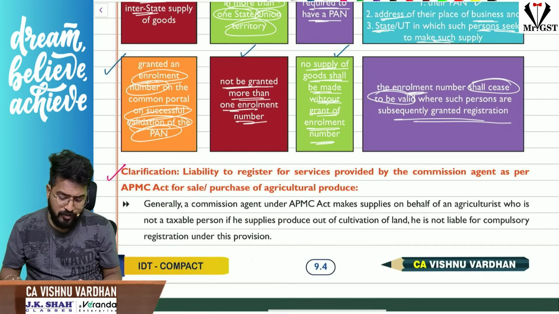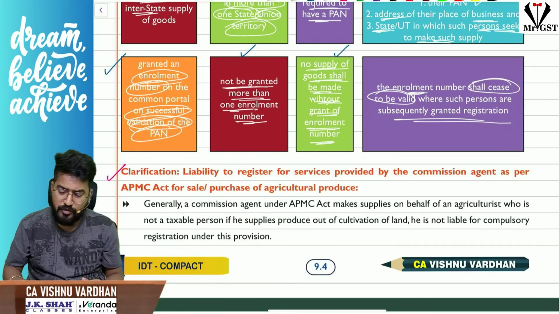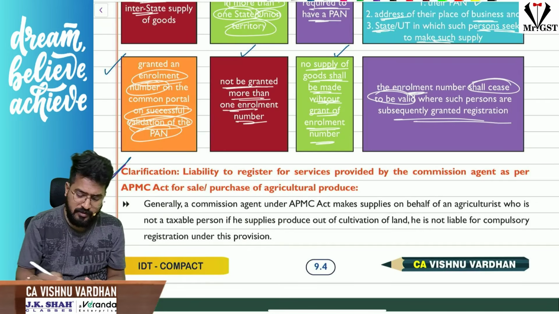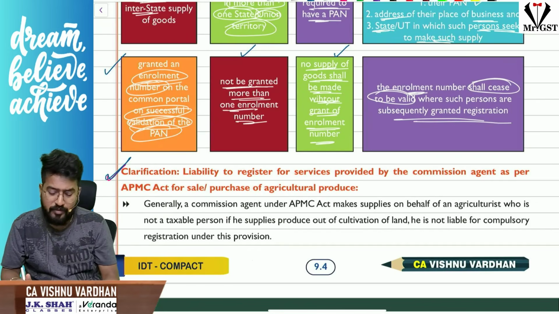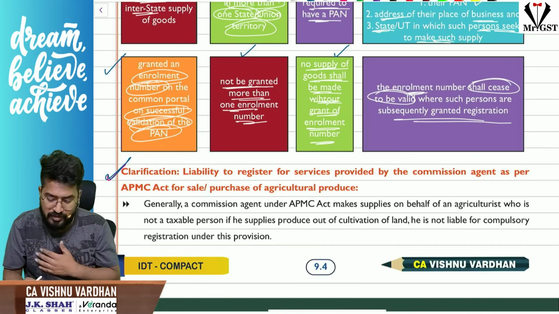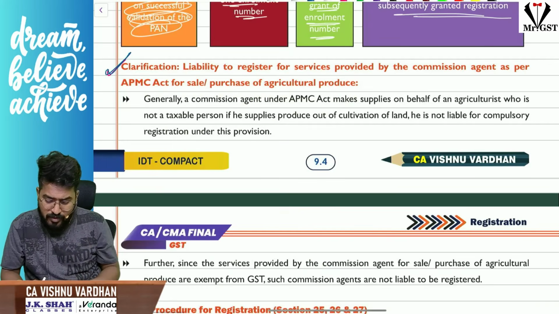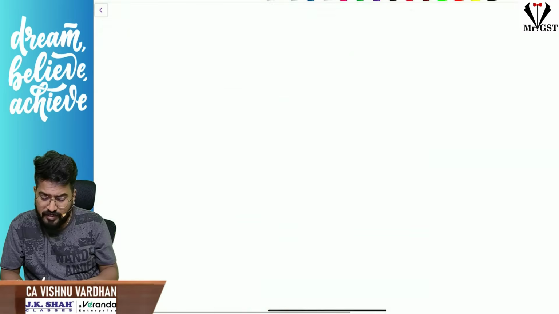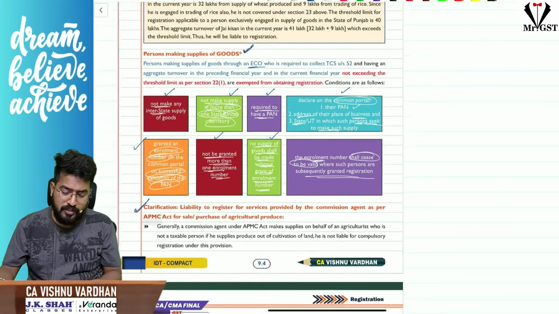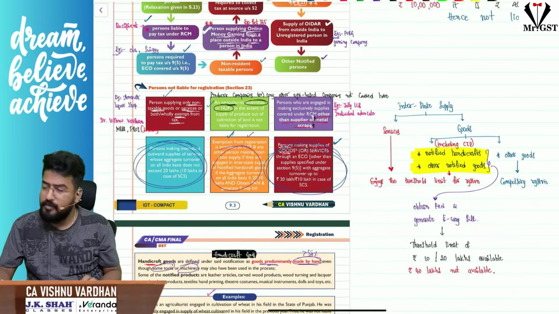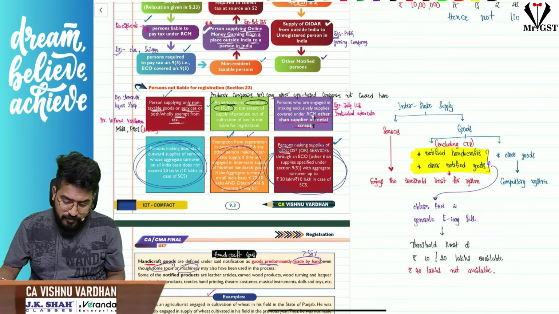Next, a commission agent who is making sale or purchase of agricultural produce through APMC. Is he required to take registration, sir? He is dealing in something which is exclusively exempt, sir. Then for him, what is the need of taking GST registration? So that is what it is all about. Section 23, persons not liable for registration.